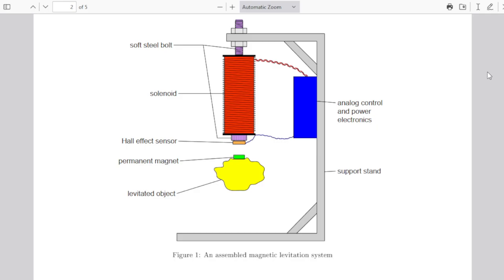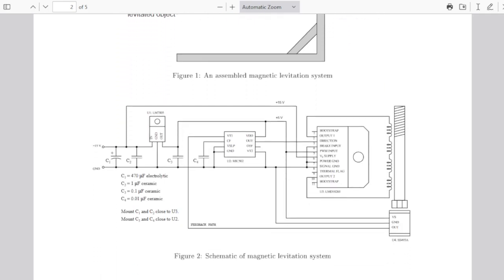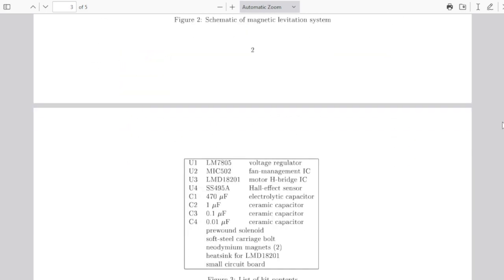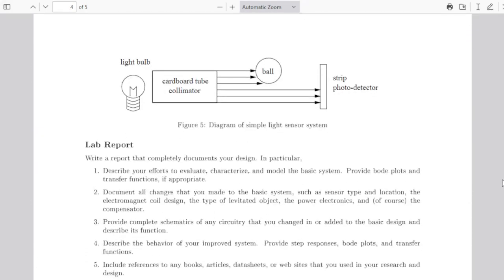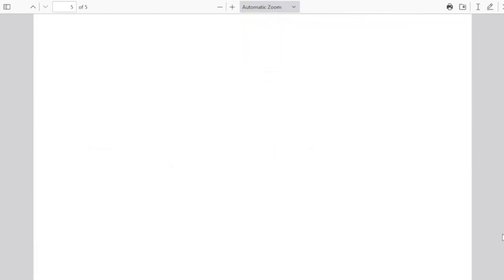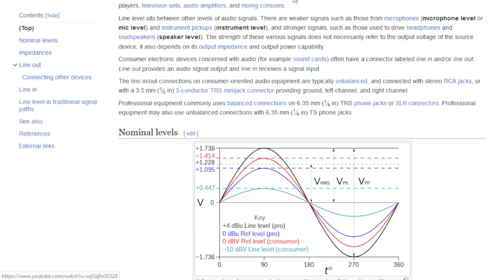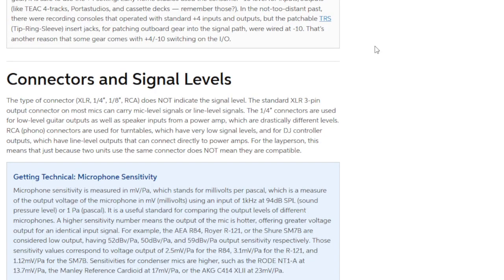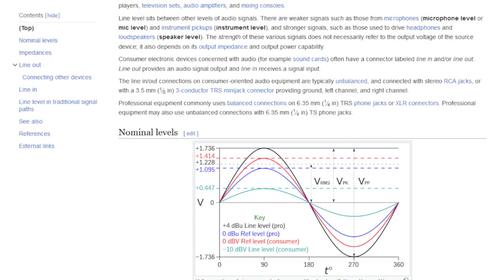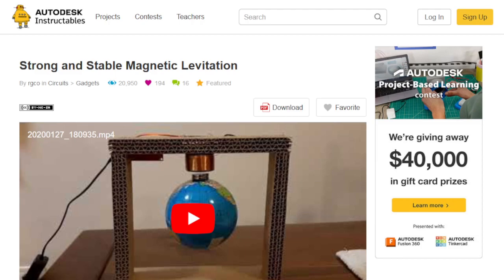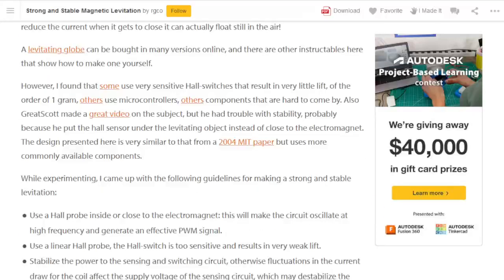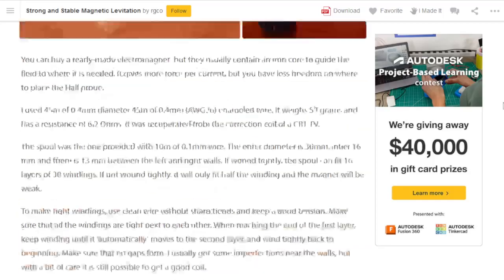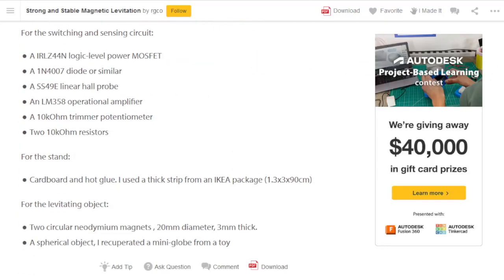Levitated object. That's really not levitation. It's just using a magnetic field to lift the object in the air. We don't want to do that. We want a feedback loop, like a laser, you know what I'm saying? Connectors and signal. I don't want that. Strong and stable magnetic levitation. More garbage. Whoops, what's down here?